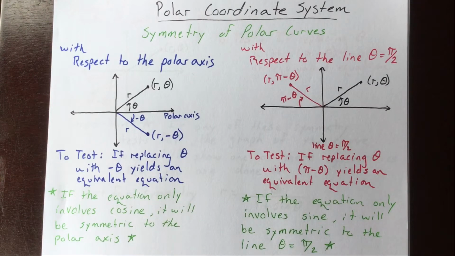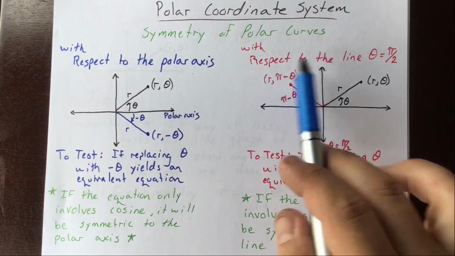Something to note here, it's going to be really good for us, save a lot of time: if the equation only involves cosine, whether it be one cosine term or multiple cosine terms, it will be symmetric to the polar axis if it only has cosine terms.